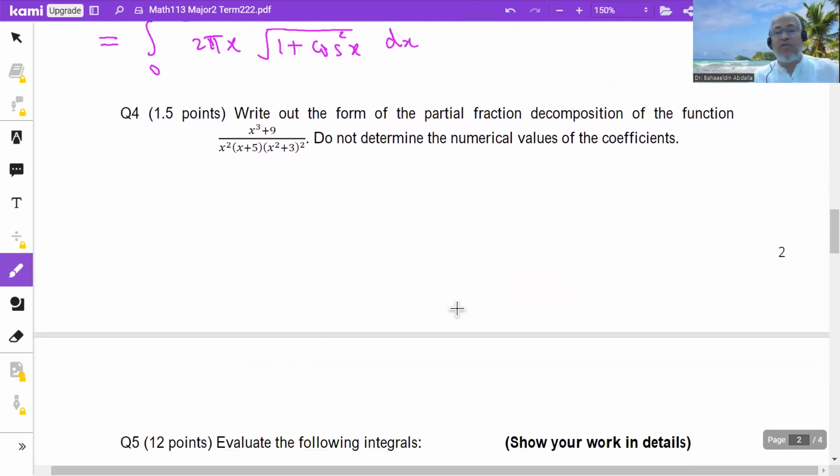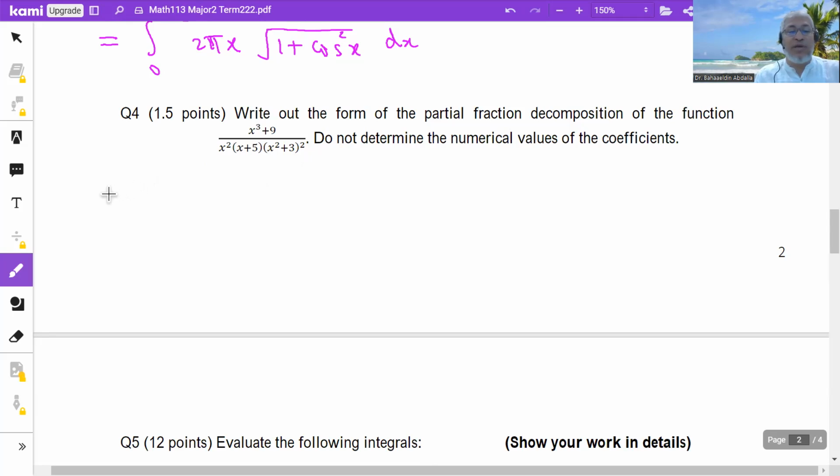Write out the form of the partial fraction decomposition of this function. Do not determine the numerical values of the coefficients. Okay, we have x squared, that's a linear factor, repeated. x plus 5, linear factor, not repeated. x squared plus 3 is an irreducible quadratic factor, repeated.